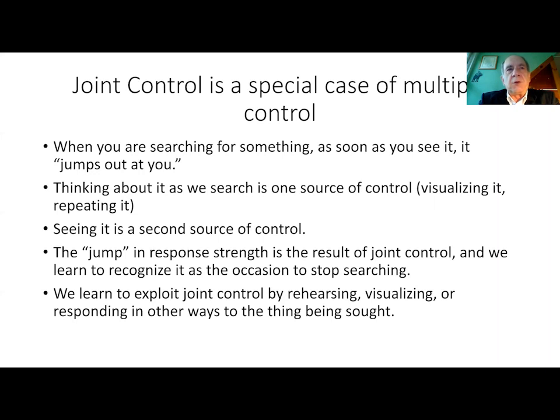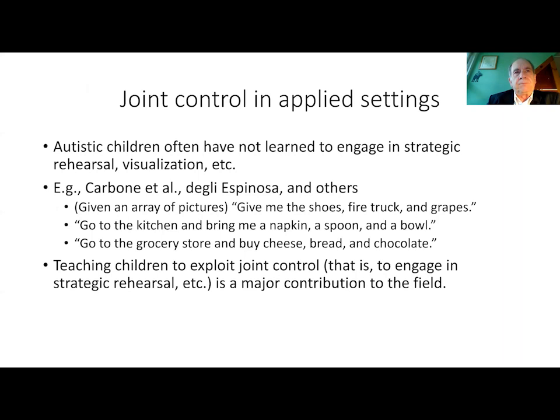By thinking about it, I mean, visualizing it or repeating the word and so on. So that jump in response strength is something we learn to recognize as the occasion to stop searching and pick up the object. And we learn to exploit joint control by rehearsing or visualizing or responding in other ways when we're searching for something. In applied settings, this concept of joint control has been used to teach strategic rehearsal and/or visualization in children. Vince Carbone, Francesca Delia Espinosa, and others have done research of this sort.